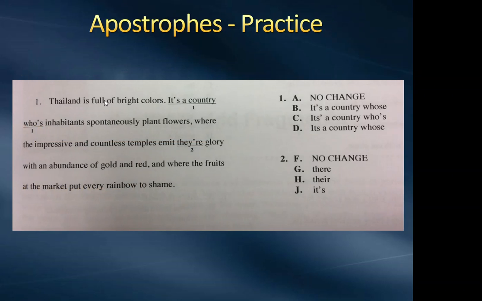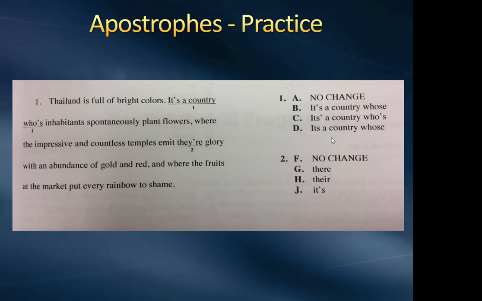Thailand is full of bright colors. It's a country whose inhabitants spontaneously plant flowers. So, do we need apostrophe S? Does it is make sense here? It is a country whose inhabitants plant flowers. Yes, so we do need an apostrophe there. So it's a country whose inhabitants. Does who is make sense here? It's a country who is inhabitants. That does not make sense. So we know this is not correct.